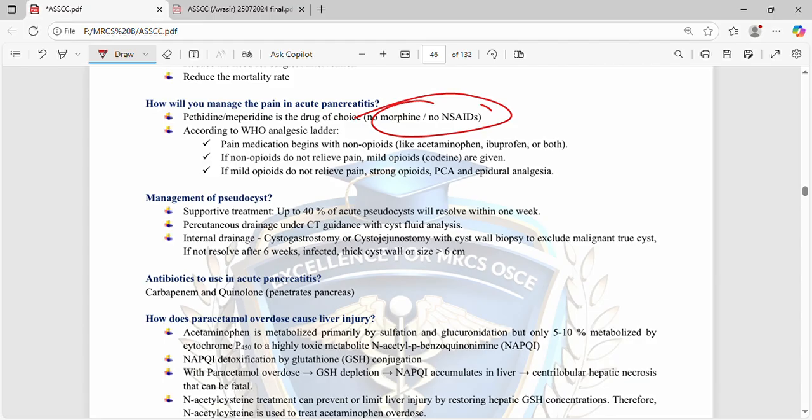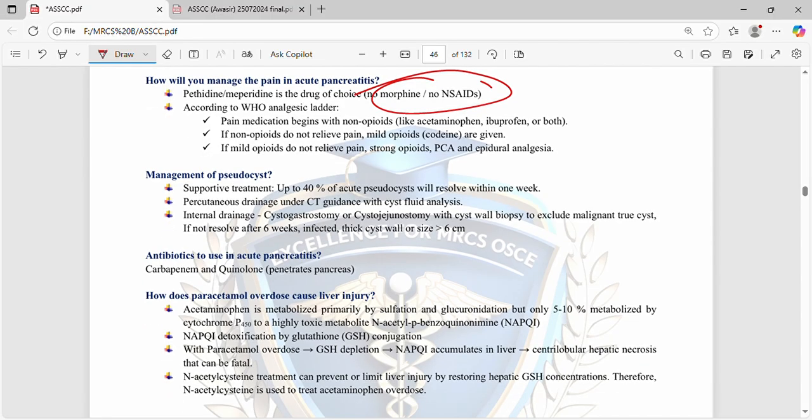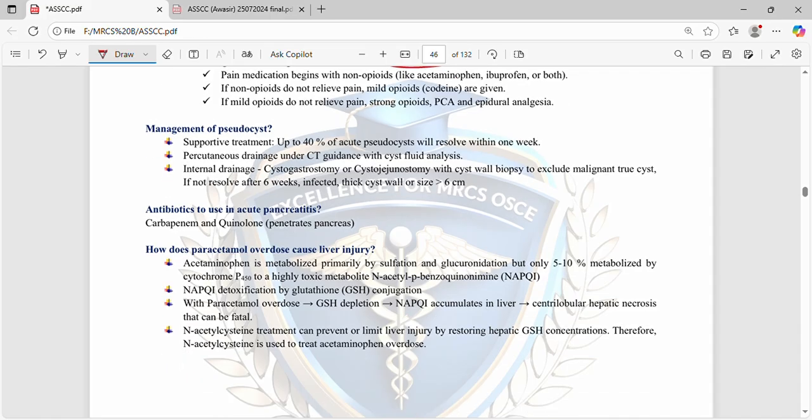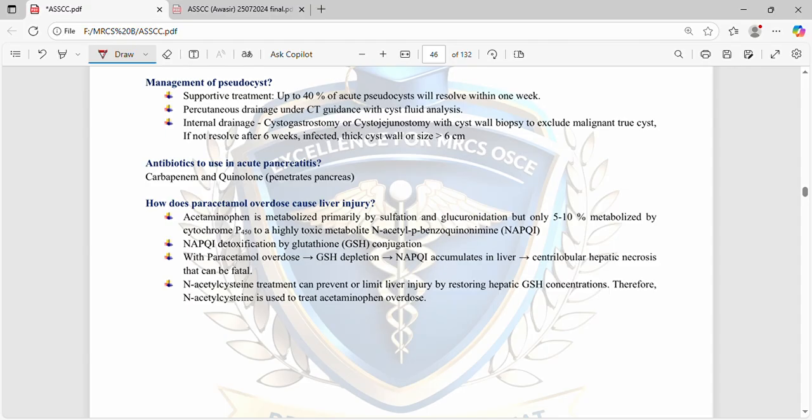PCA means patient-controlled analgesia. Now, management of pseudocyst. Supportive treatment: up to 40% of acute pseudocysts will resolve within 1 week. Percutaneous drainage under CT guidance with cyst fluid analysis. Internal drainage, cystogastrostomy with cyst wall biopsy to exclude malignant true cyst. If it does not resolve after 6 weeks, or there is an infected thick cyst wall or size greater than 6 centimeters, you go for internal drainage. Antibiotics to use in acute pancreatitis: carbapenem, imipenem, and quinolone. They have the best pancreatic penetration.